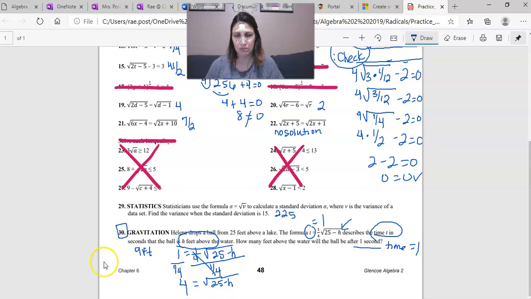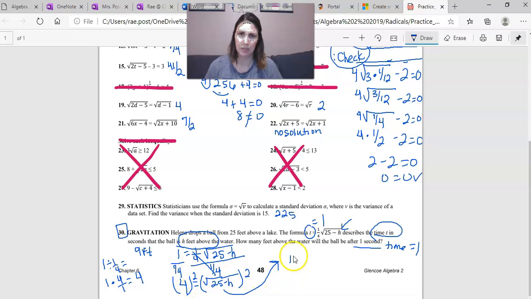And you can remember just fraction rules, 1 divided by 1/4. It's going to flip: 1 times 4 over 1. Remember, keep, flip, change, and that's just going to give you 4. So you have 4 equals the square root of 25 minus h. Just going to move it over here. And remember, the next step is you got to square everything because it's a square root.